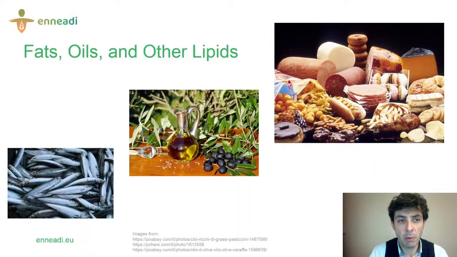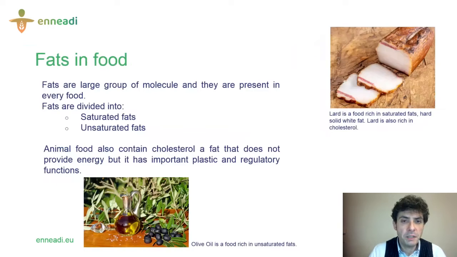We are talking now about another group of nutrients, the fats. Fats are present in most foods and they appear in different forms. Fats are present in seafoods, they are present in oil. Well, oil is composed 100% by fats, and also they are present in other animal and also junk foods. Fats are represented by a very large group of molecules.